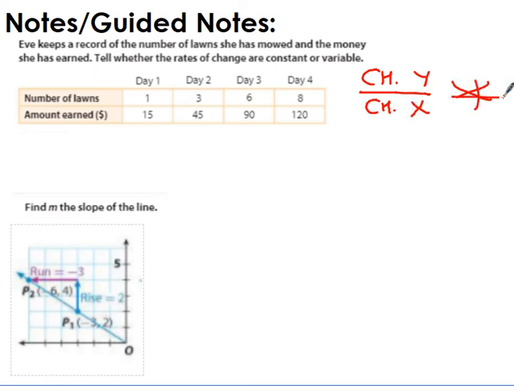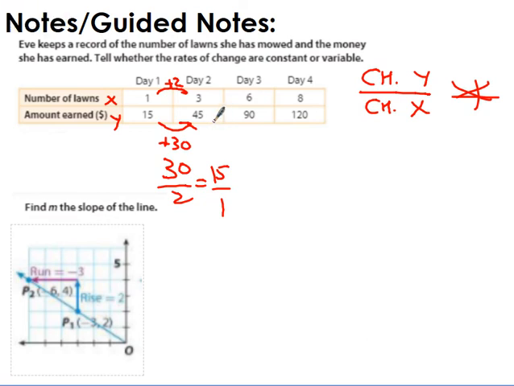By doing change in y, I'm asking how much my y changed from here to here. Remember, x's are always on top, y's are always on the bottom. How much did my y's change from 15 to 45? I went up 30, so that's positive 30. The change wasn't down, it went up. The change in x is up 2. So I set that as my ratio: 30 over 2 is equal to 15 over 1. That means the change was $15 per one lawn, because dollars are the y values, lawns are the x values.